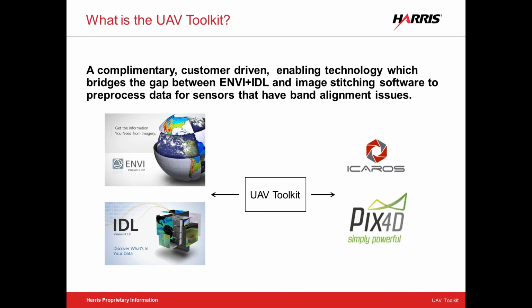To give you a look at what sort of sensors might need to be pre-processed, some sensors have band alignment issues. If it's a sensor that has multiple lenses, then the lenses might not line up perfectly with each other. And so then you can see something that will look like this.